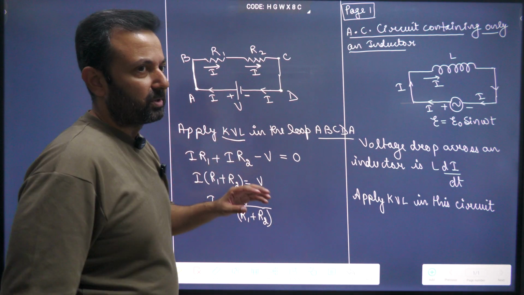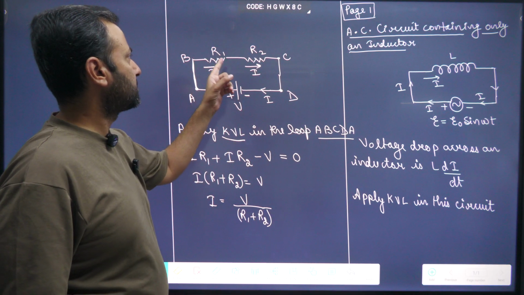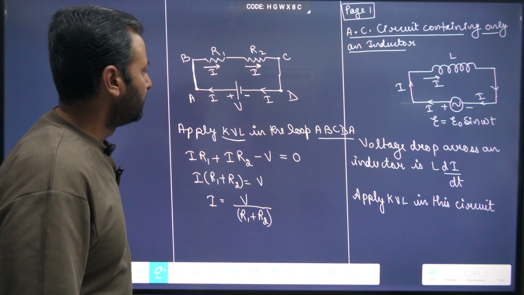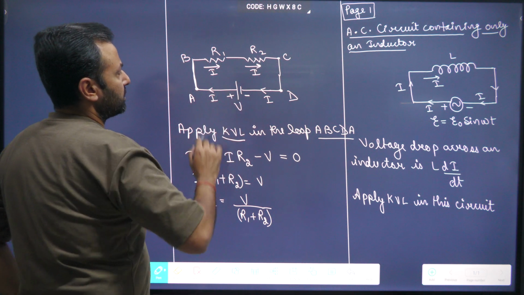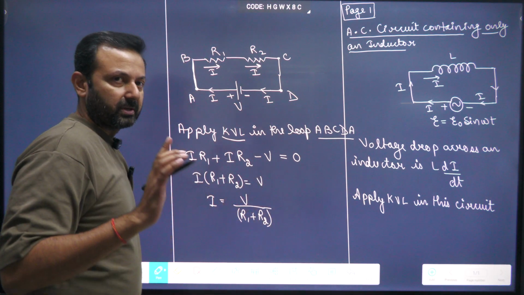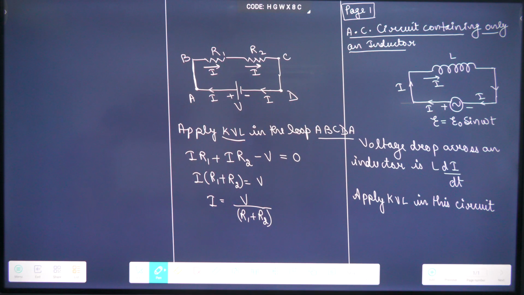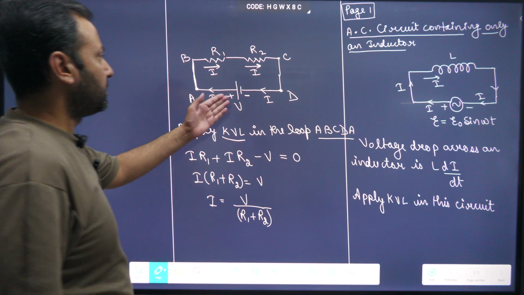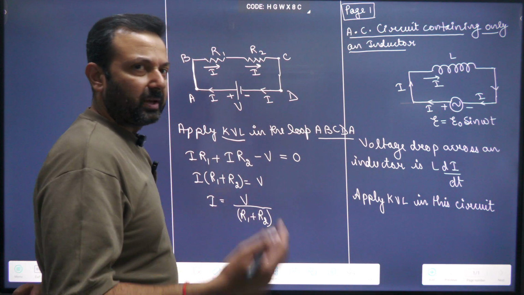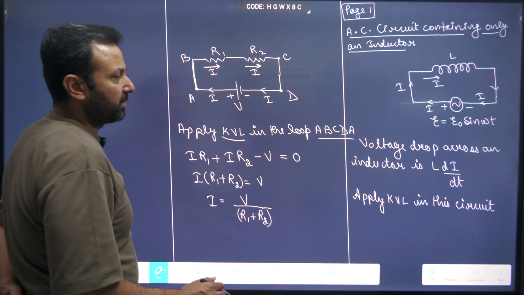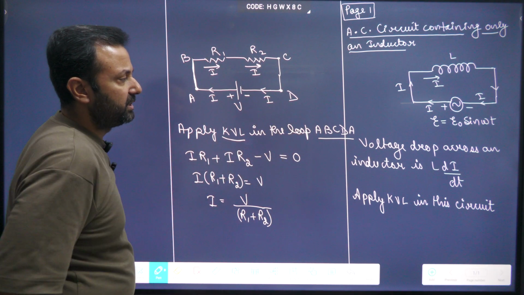So I have three components here. One is this voltage source V, and one is this resistance R1, one is this resistance R2. This voltage source V is delivering current I. So the rule is this: current always leaves from the positive terminal and goes towards the negative terminal. So how do we apply Kirchhoff's voltage law? I am writing like this: apply KVL in the loop ABCDA.